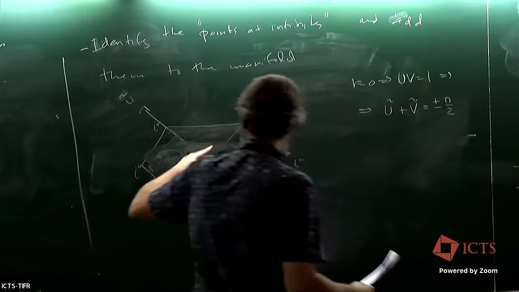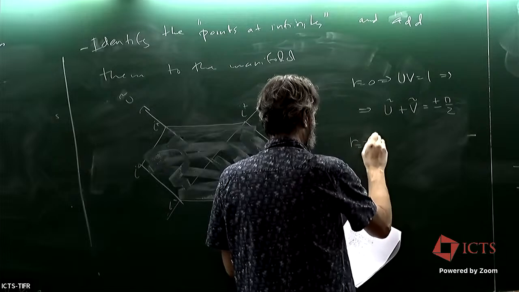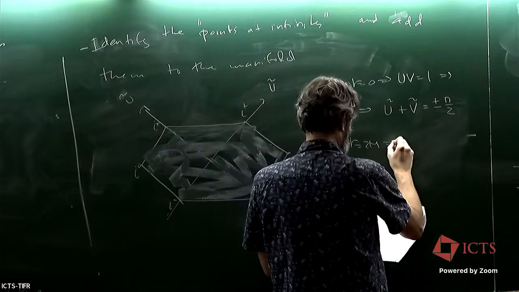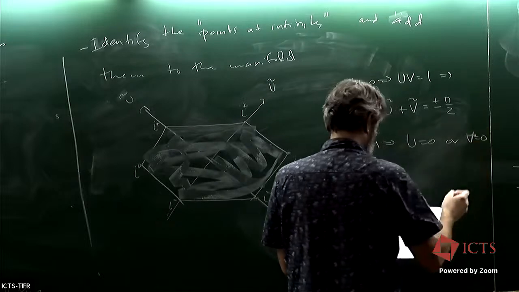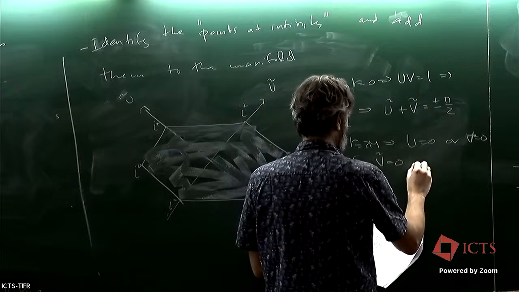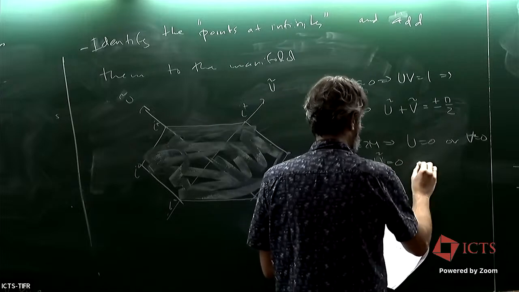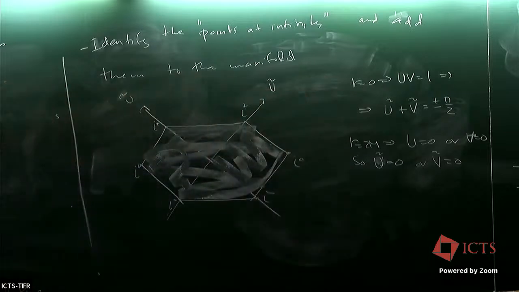And of course, these are the horizons, because r equals 2m was before u equals 0 or v equals 0. So they remain at u twiddle equals 0 or v twiddle equals 0 by my transformation. So they're still the diagonals of the diagram.